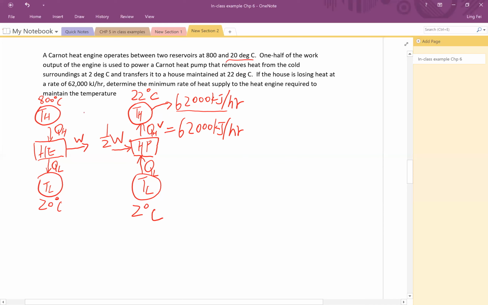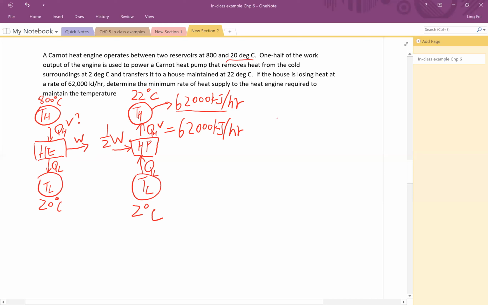So determine the minimum rate of heat supply to the heat engine. Basically the heat supply to the heat engine, which is QH. So our target is to calculate QH. If we want to calculate QH, we need W. So we are going to find the work first. For the heat pump, we already know QH. We also know the temperature.